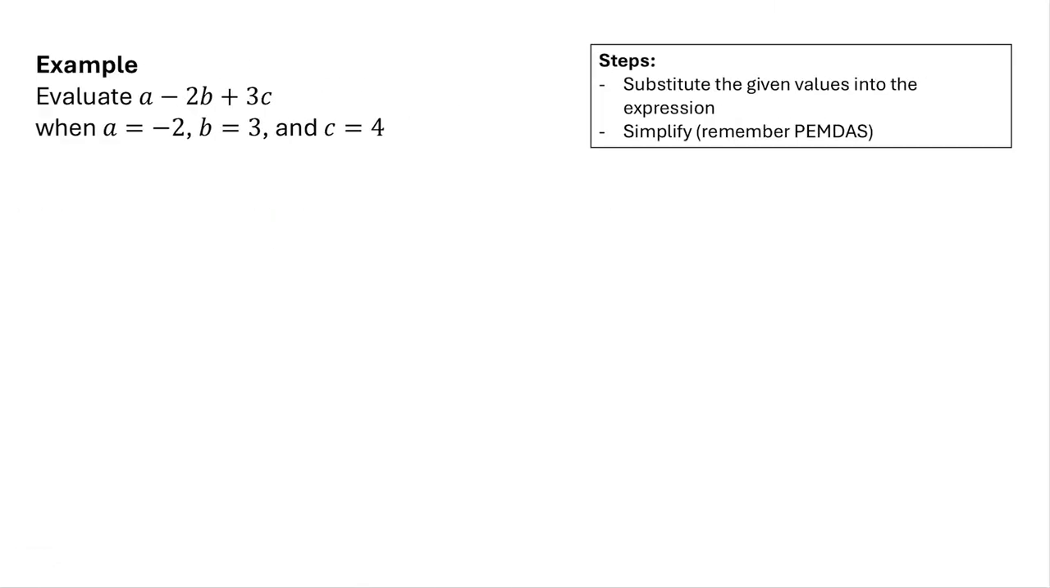Suppose you have the expression a minus 2b plus 3c, and it asks you to evaluate it when a equals -2, b equals 3, and c equals 4. It's giving you specific values that you can now substitute into this expression and then simplify using order of operations. Everywhere I have an a, I'm going to write a -2 instead. Everywhere I have a b, I'm going to write 3 instead. And everywhere I have c, I'm going to write 4 instead. Now I basically just have a numerical expression that I can simplify.